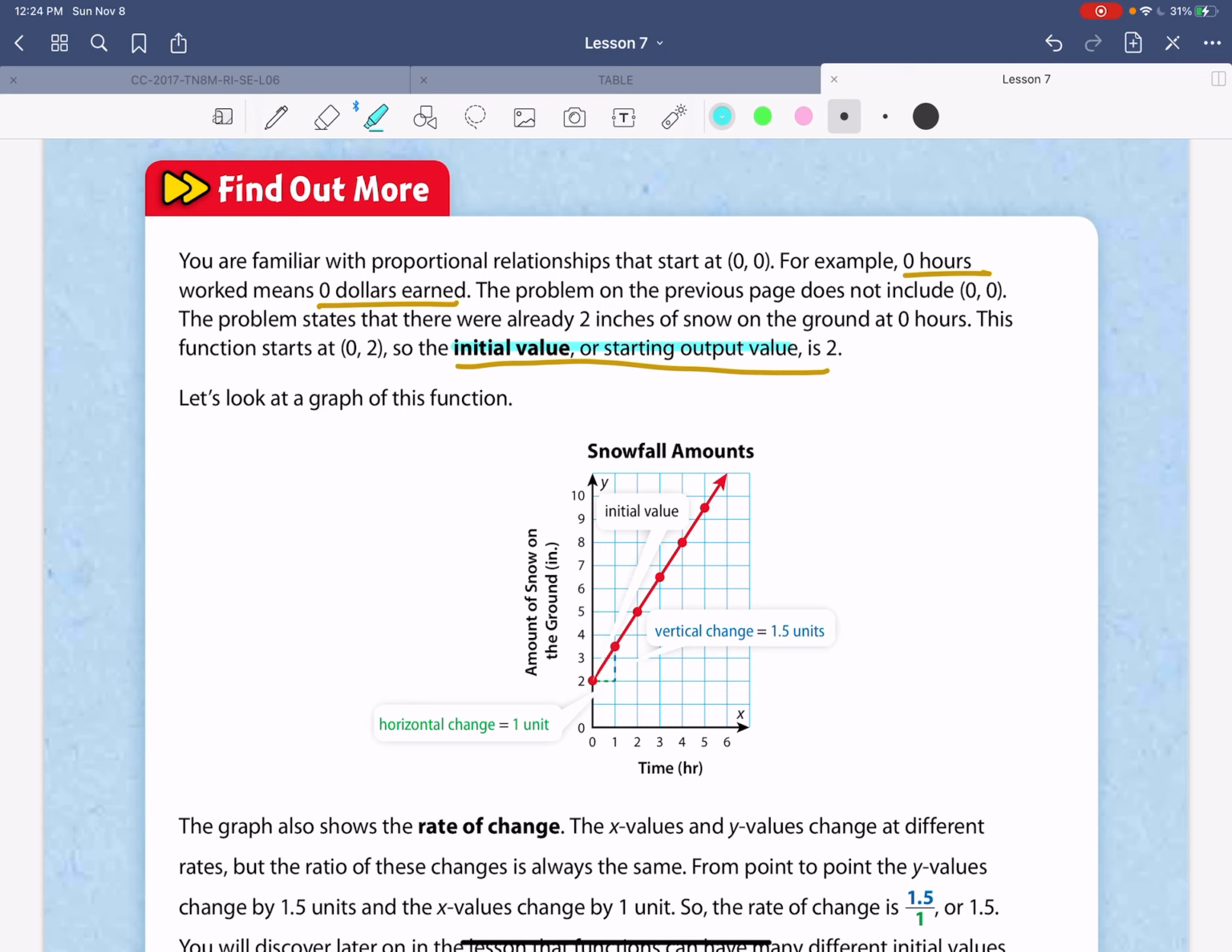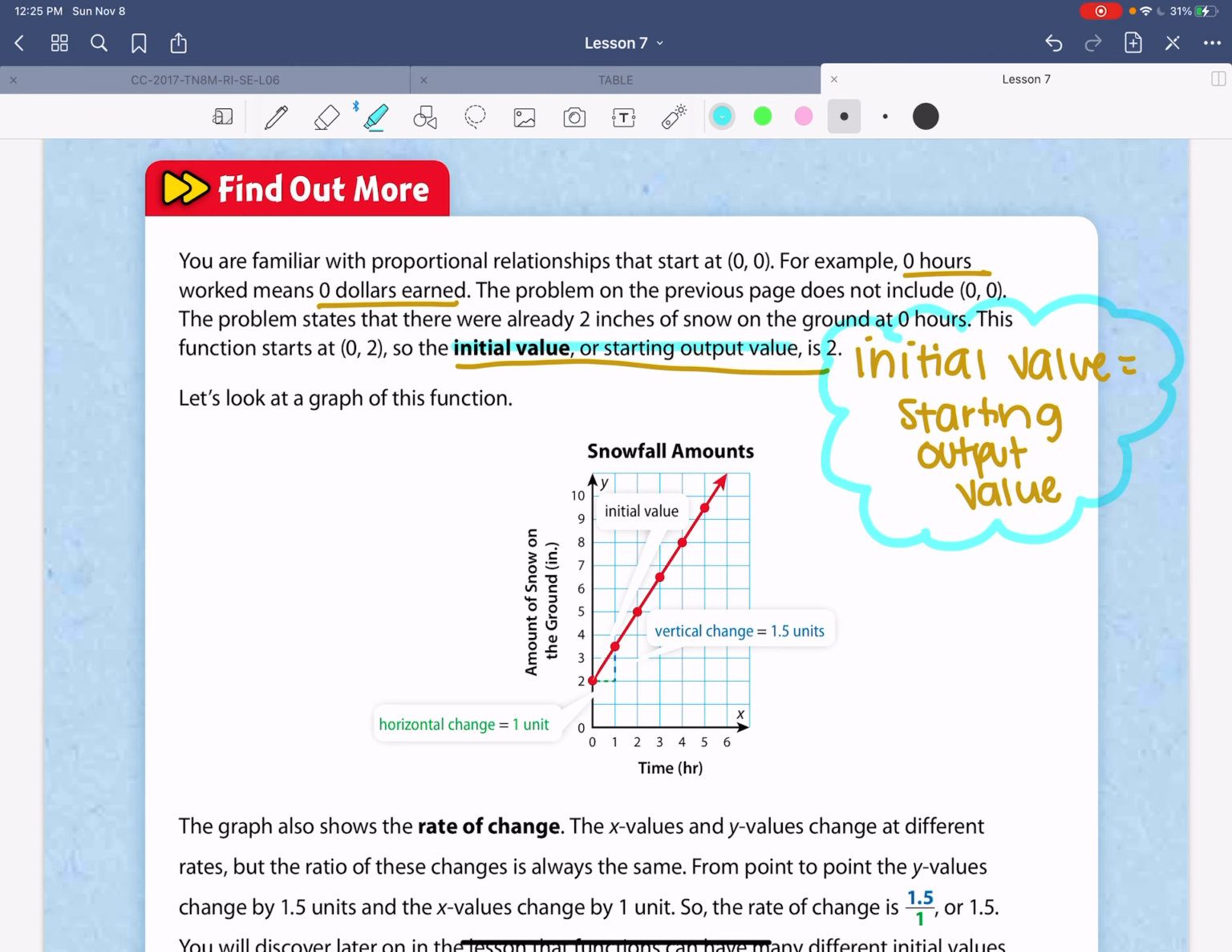So please highlight that, underline it, something in your book. If you don't have that, just write it on the side. Very important. The initial value is the starting output. Okay, it's very important.